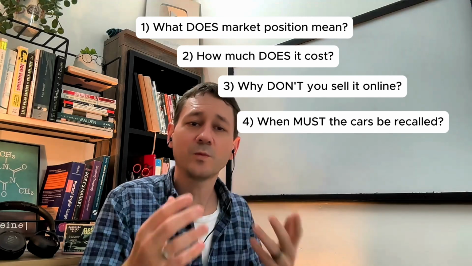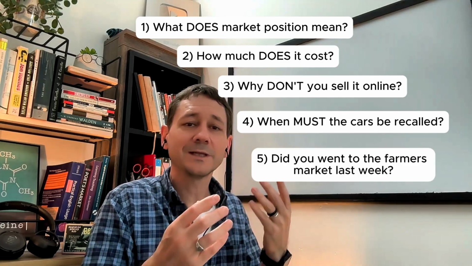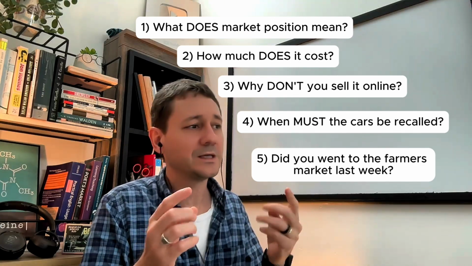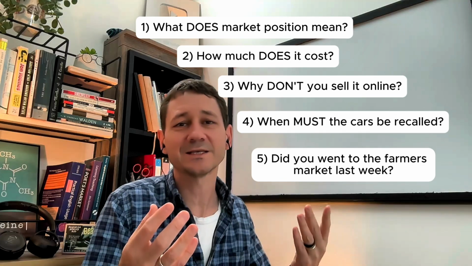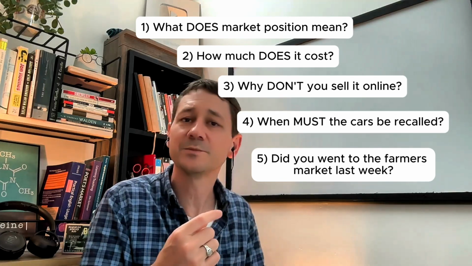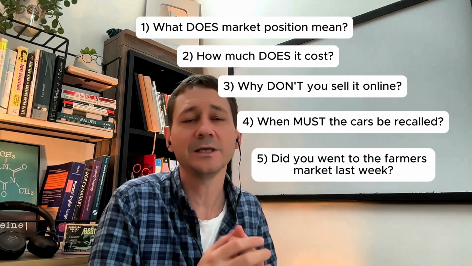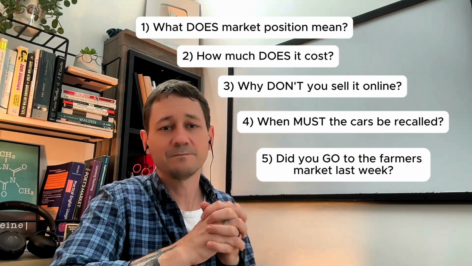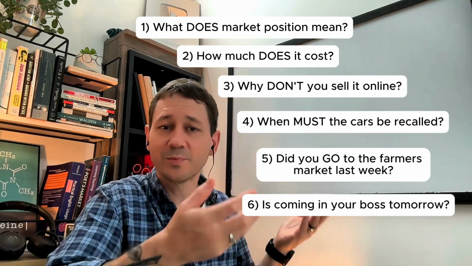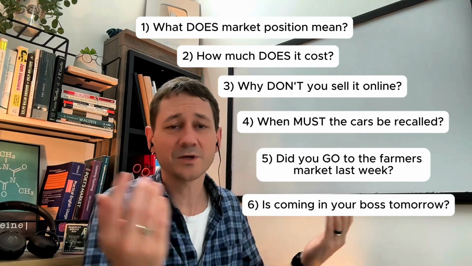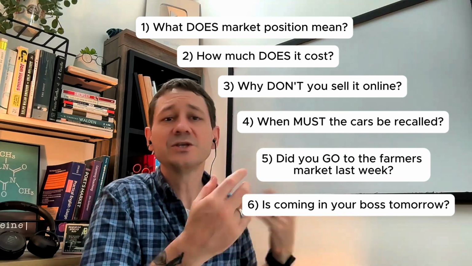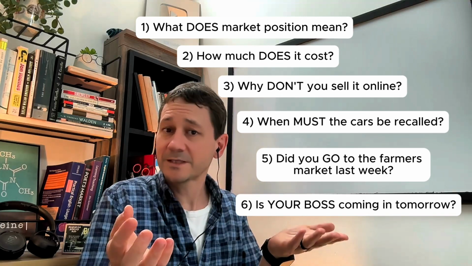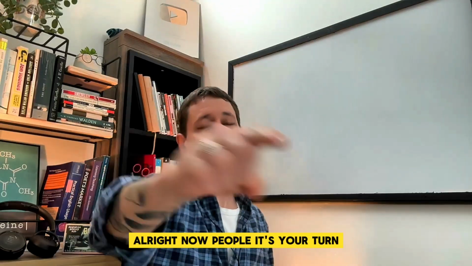Question number 5, did you went to the farmer's market last week? Look, now did is being used correctly, but we don't say did and went. Those two are representing the past, and I just need one representation of the past simple when we ask a question in English. So, did you go to the farmer's market last week? And finally, is coming your boss tomorrow? Now, this is all jumbled up, isn't it? Is your boss coming tomorrow? So we're just going to invert the order. Does that make sense?